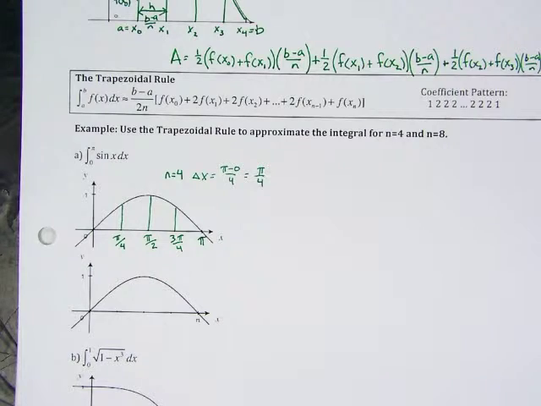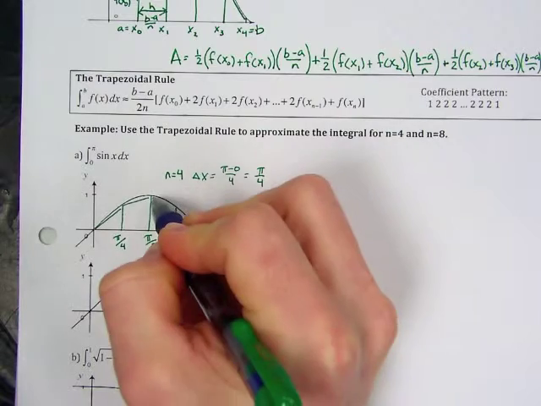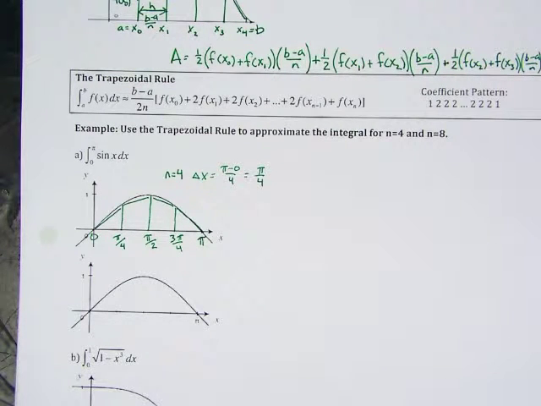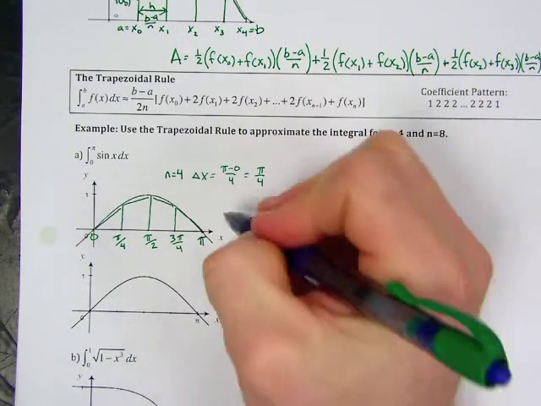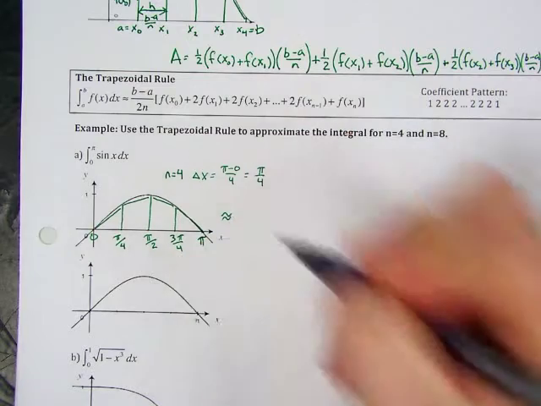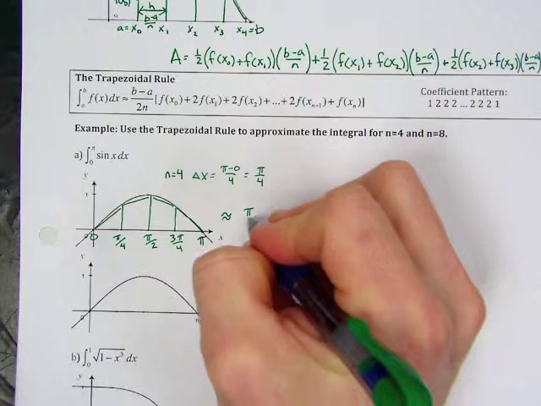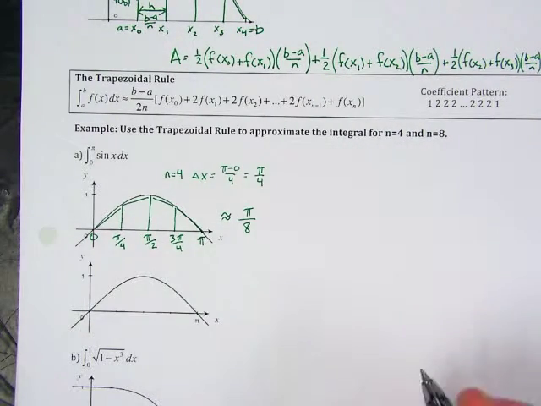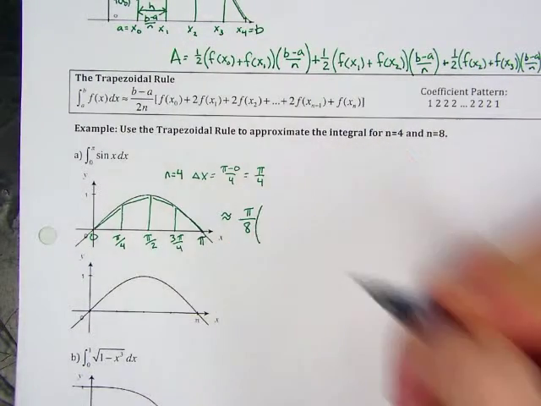So now you can kind of see our trapezoids here. That looks like a triangle. It is a triangle. So let's apply the rule now. So the integral is going to be approximately b minus a over 2n. So it's really pi over 8, because 2 times 4 is 8. Okay, now we just plug in the function with our coefficient pattern here.